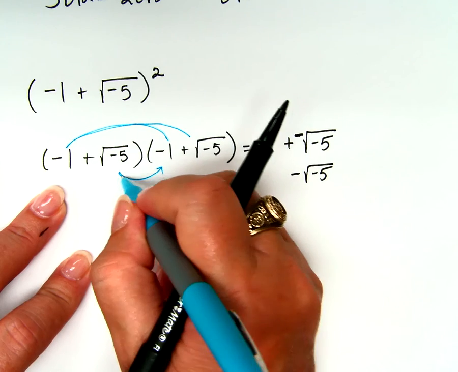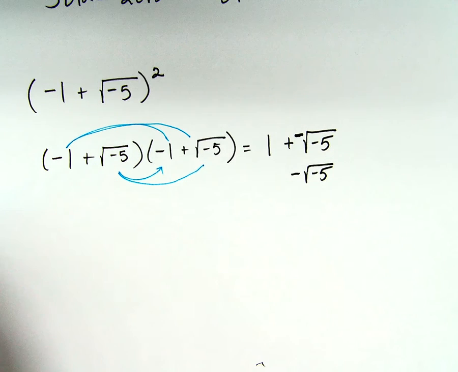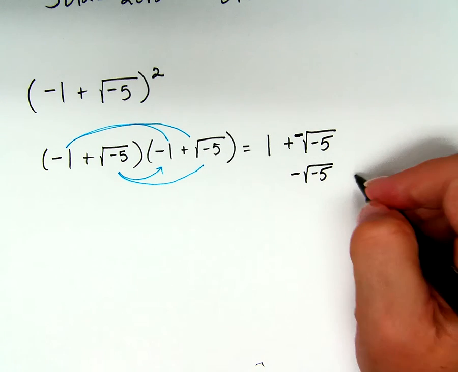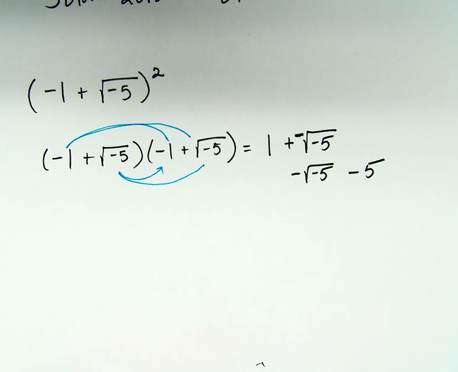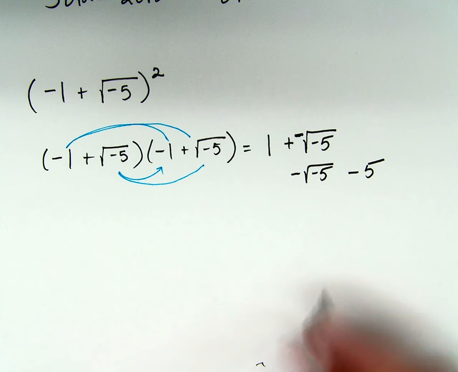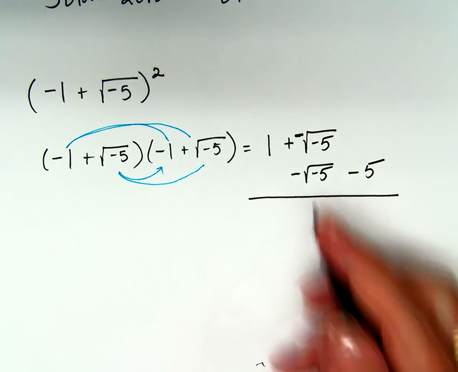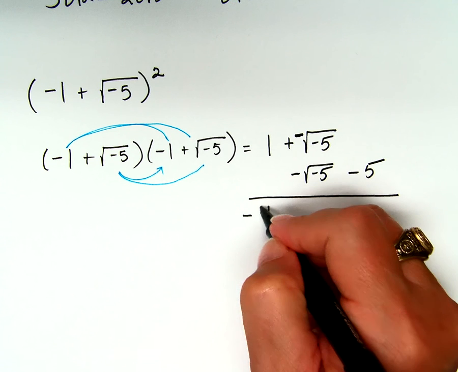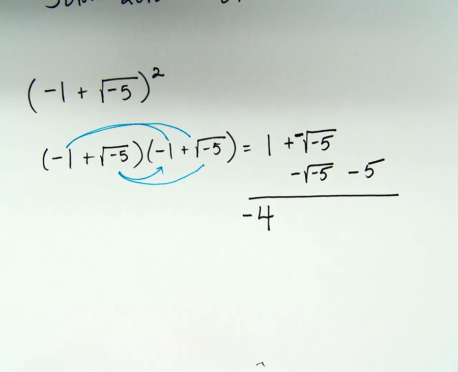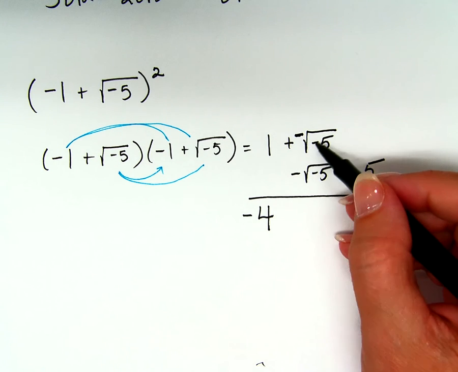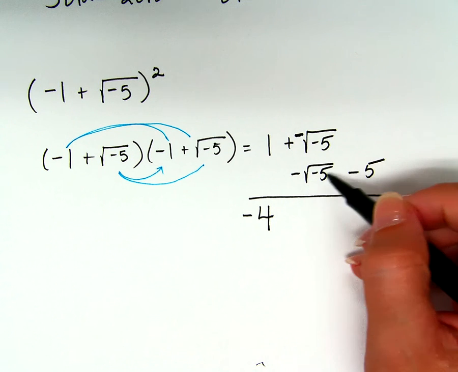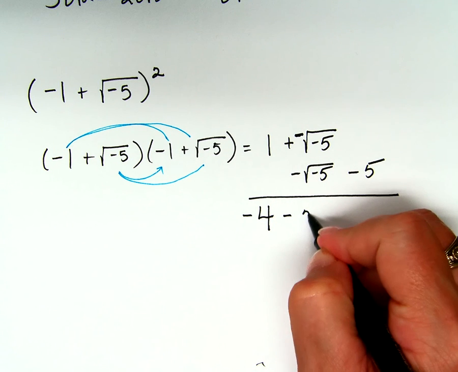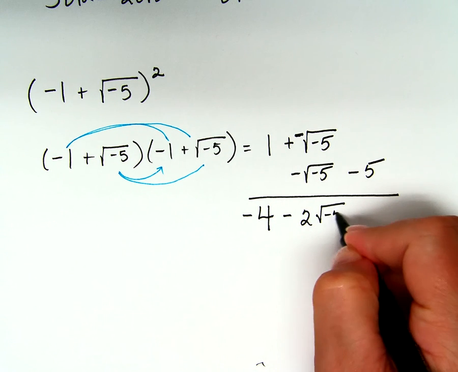And what about the square root of negative 5 times the square root of negative 5? What happens when you multiply square roots of something that's the same inside? What do you get? Just whatever's inside. Okay? Now when I go to combine like terms, I've got a 1 here and a negative 5 here. So what does that become? Negative 4, right? And then I've got negative square root of negative 5 and negative square root of negative 5. And that becomes negative 2 square root of negative 5.